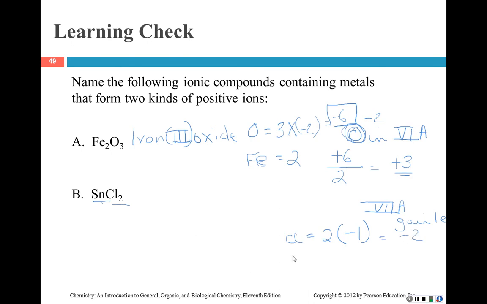I only have 1 tin atom. So minus 2 divided by how many tin atoms I have, which is 1. Whoops, so it's got to be plus. Gives me a plus 2. So that tells me that that tin is a plus 2. So I now have tin 2 chloride.